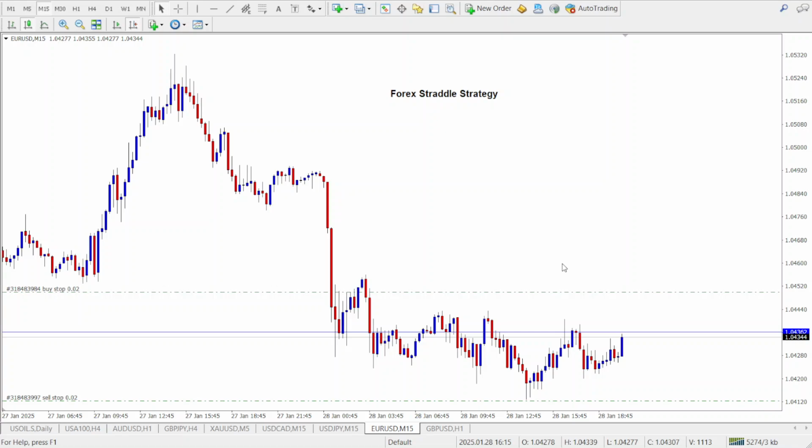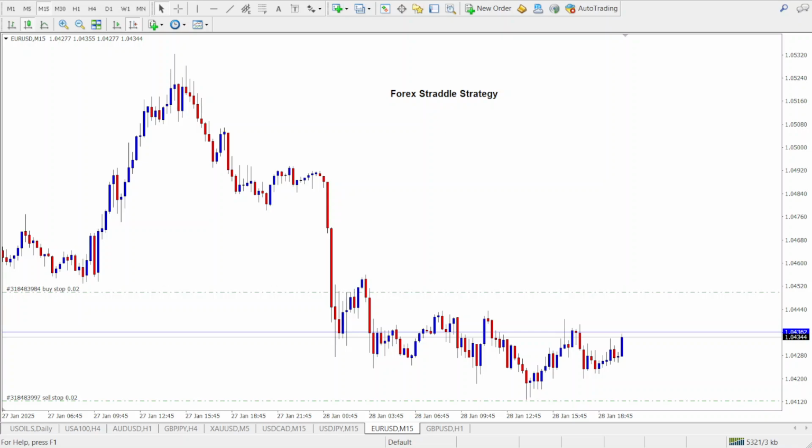All right. Then finally, manage your risk. While the straddle strategy can be effective, it's important to manage your risk. Okay, since you are placing two orders at once, make sure you have a solid stop loss plan in place for both orders to limit potential losses. Additionally, you might want to use smaller position sizes to account for the risks of both orders getting filled.